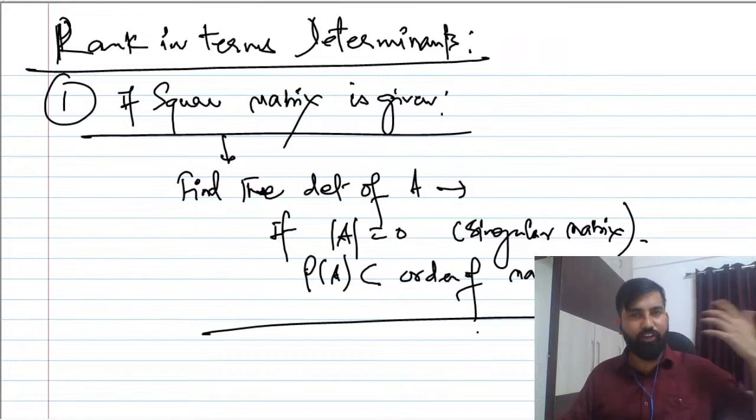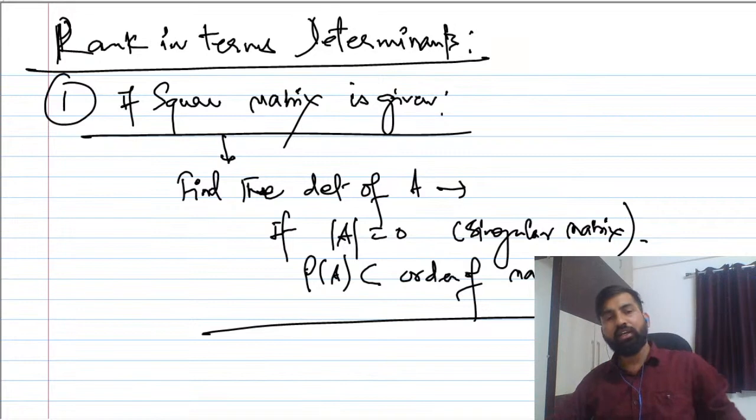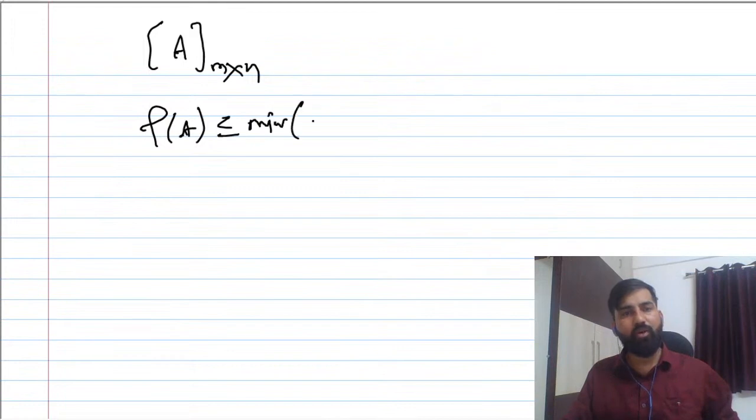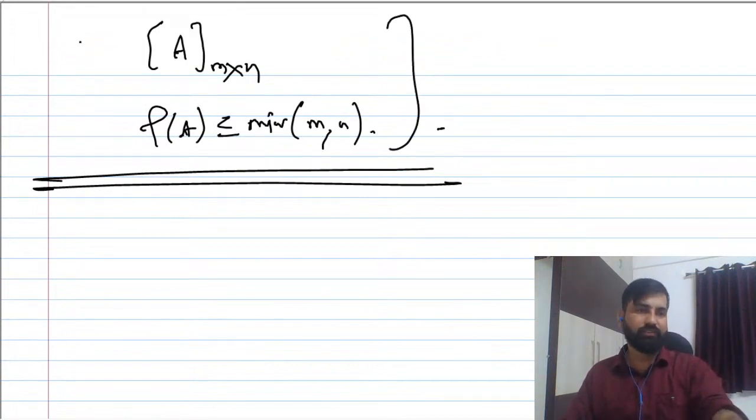Though the rank of the matrix is always less than or equal to the order of the matrix, right? But I mean the number of columns and so on. Suppose the matrix A is given and it is an m by n matrix, which is not a square matrix. Then the rank of the matrix should always be at most the minimum of m and n. Okay? It is always valid.